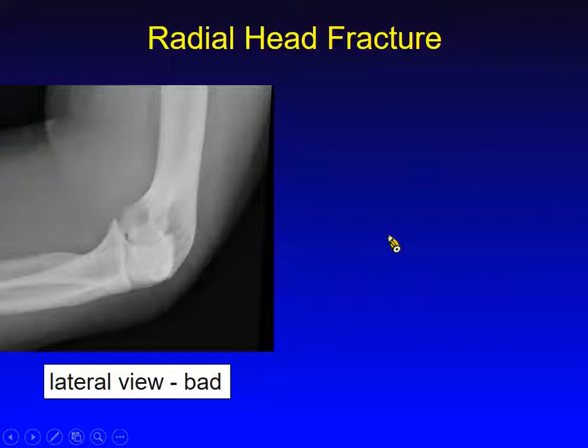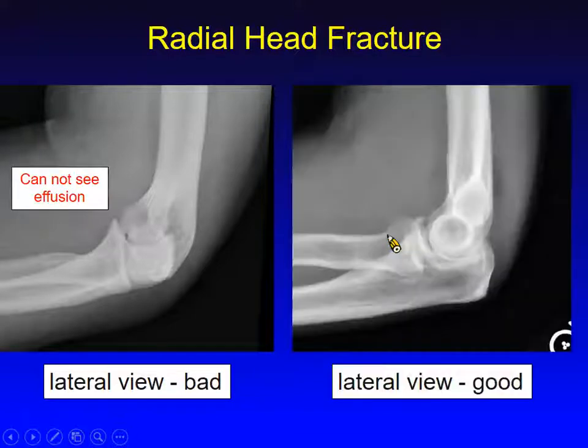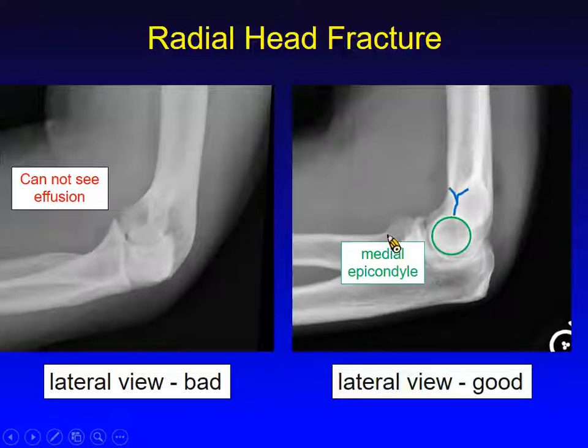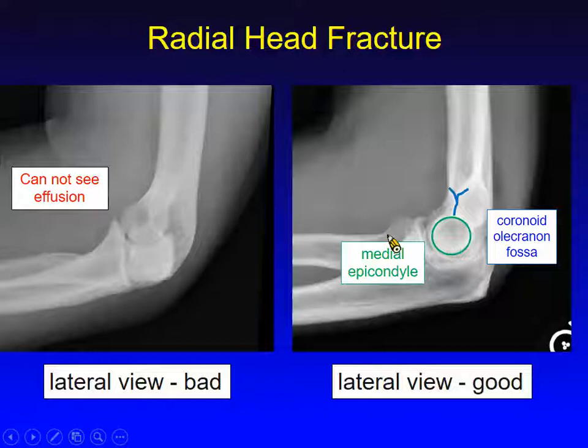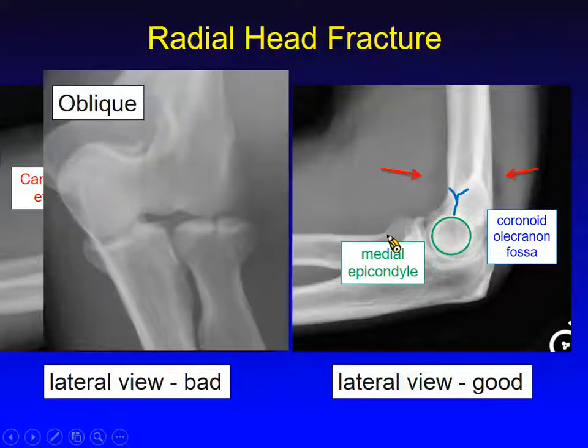So this is an example of a bad lateral view. And so what you really want to get is something like this, where you can get that medial epicondyle in profile, looks like a circle there. And then you see this little Y appearance here, where you see the fusion of the coronoid and olecranon fossa. And when you see that, then you know you have a very good lateral where you can actually evaluate for a joint effusion. And so here there's an anterior fat pad, posterior fat pad, and on the oblique view, we can see the radial head fracture.